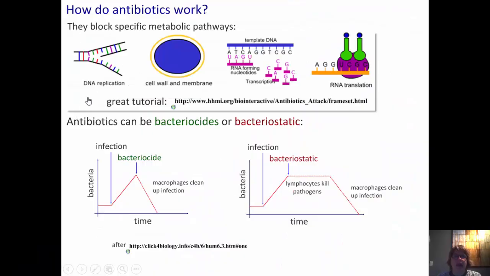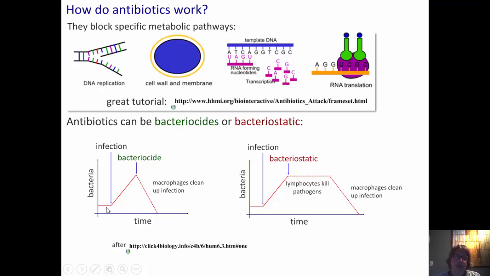All right, so how do antibiotics work? They will, as the video said, stop DNA replication. They will attack the cell wall and membrane. They could stop transcription from happening, or they could stop translation. Also, as the video stated, there are two different types of antibiotics. They both work on bacteria, so the prefix to the names is bacterio. Bactericide is a bacterial killer, and bacteriostatic is a bacteria staller.